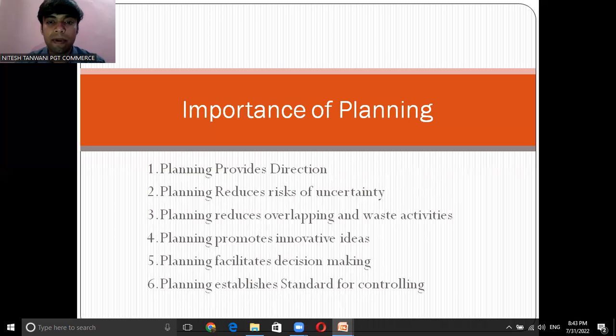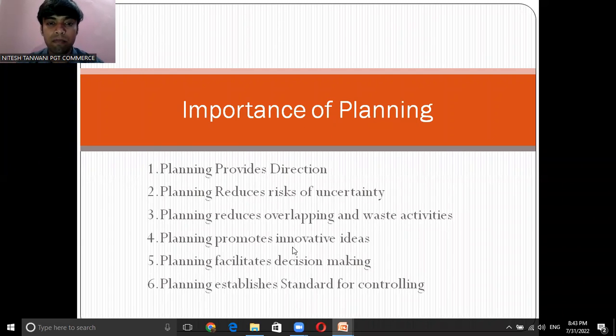Planning reduces overlapping and wasteful activities. How? Because if things are planned, then things will be given to one person. Then overlapping of work or useless wasteful activities can be avoided.